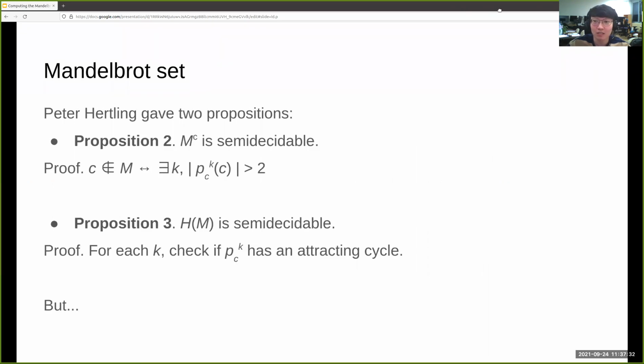Now, Peter Hertling gave two propositions in his paper. One is that the complement of the Mandelbrot set is semi-decidable, and the other is that the hyperbolic components are semi-decidable. However, he didn't actually merge these two algorithms. So I'll combine these two algorithms to draw the Mandelbrot set later.